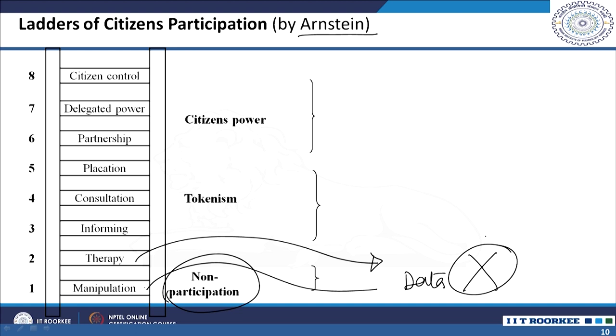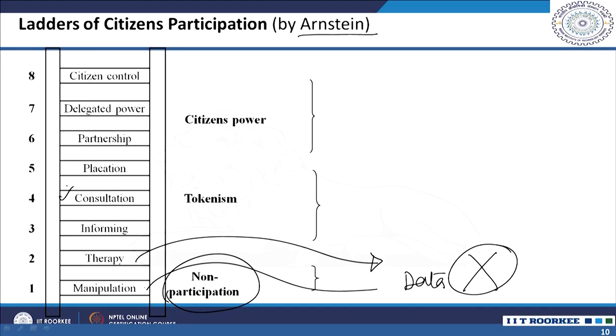Second is informing. You are planning something or you are doing something for the citizen, you are informing them via electronic media, via print media or any media, okay, but you are not actually involving them in the plan making or the decision making process. You are just informing that we are doing this, that is called informing.